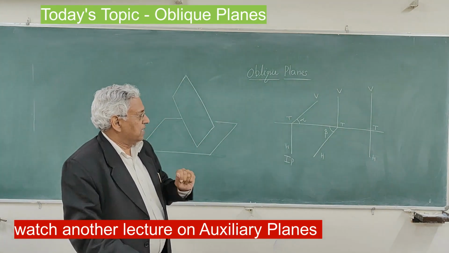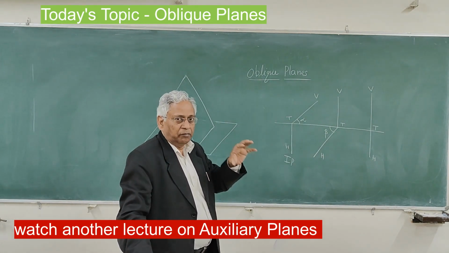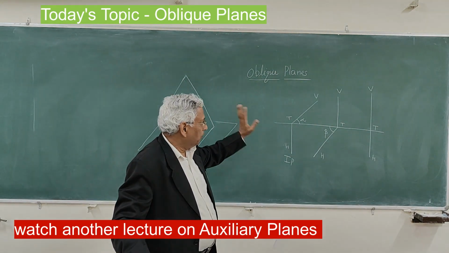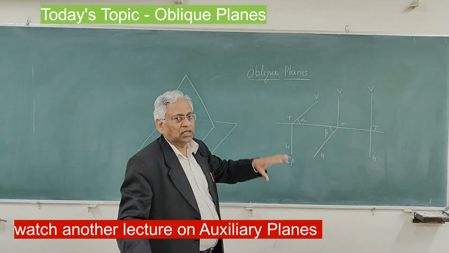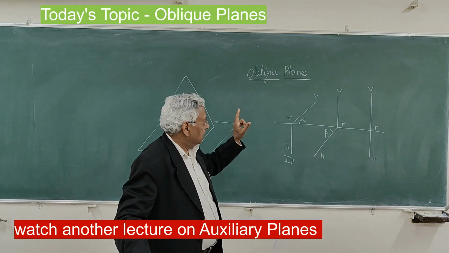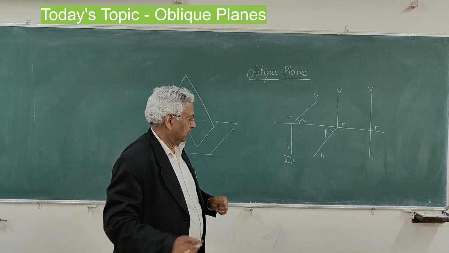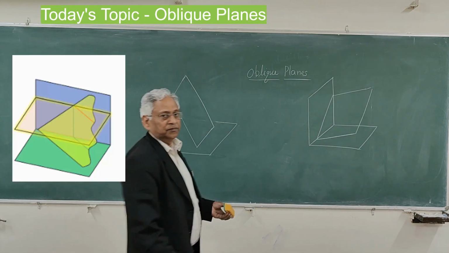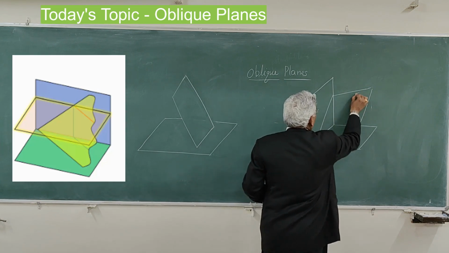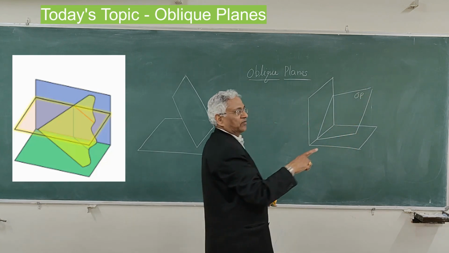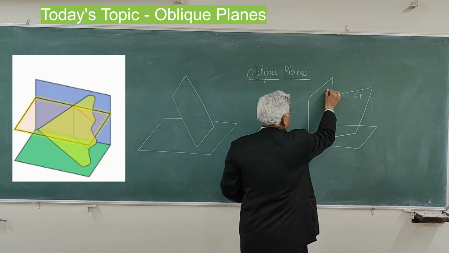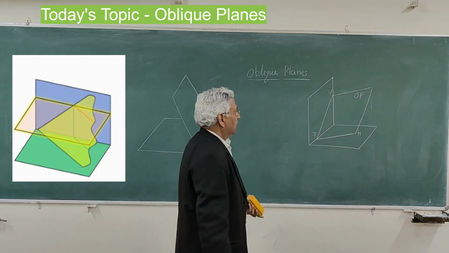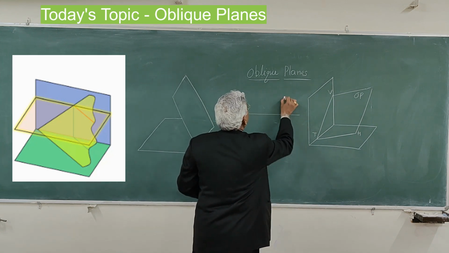There is another plane which is slightly complex in nature and that we call the oblique plane. Oblique plane is inclined to both the reference planes, horizontal plane as well as vertical. This is the oblique plane. Oblique plane is inclined to both the reference planes and therefore VT and HT both will be inclined to the ground line. That is the oblique plane.